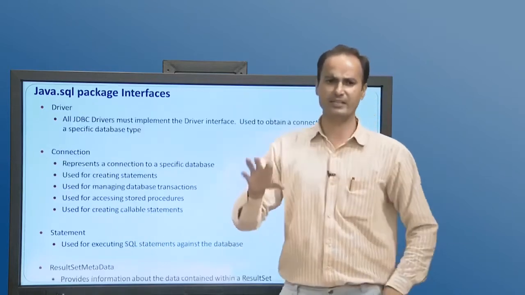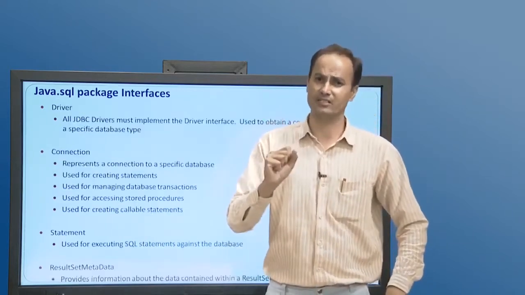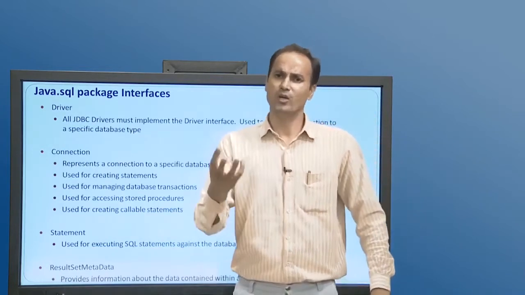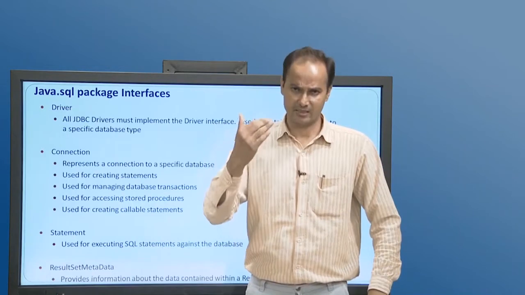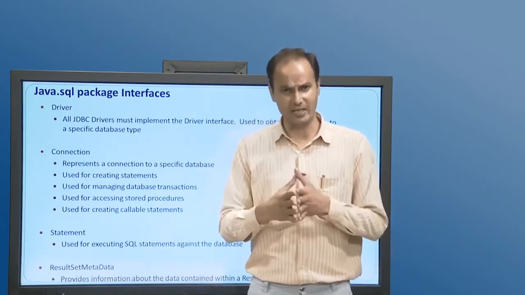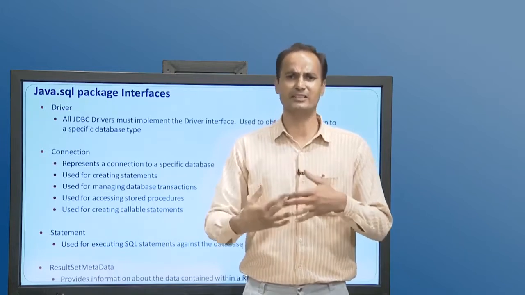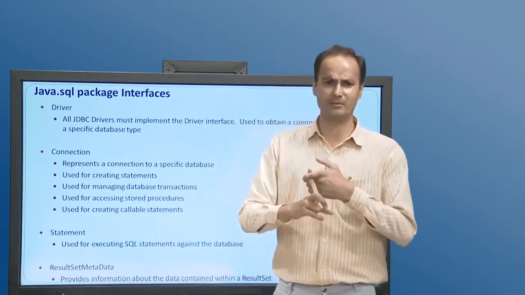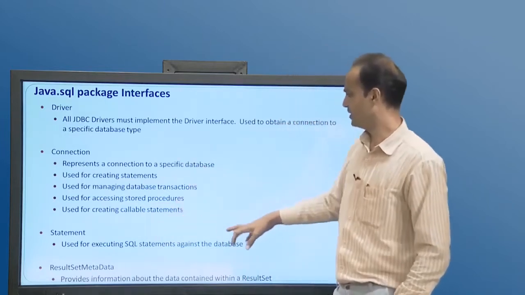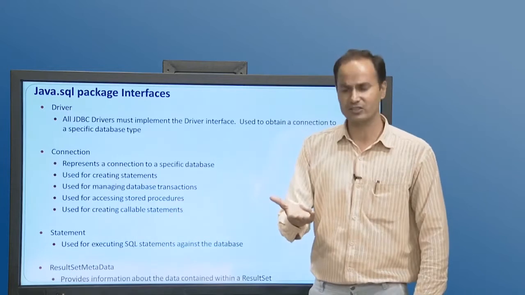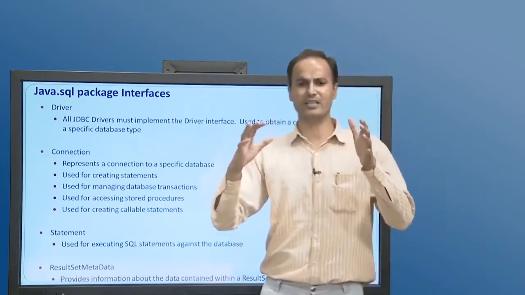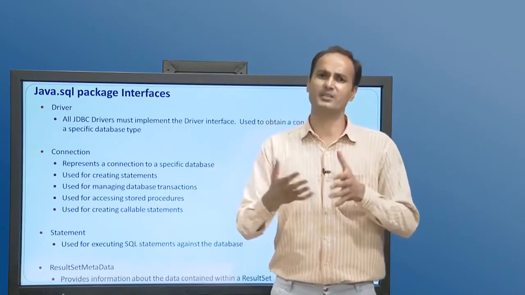Then a Connection interface is there. What does the Connection interface do? The Connection interface helps us to get the connection established. Once the connection is established, we can create a statement, and using the statements we can get the result set. The Connection interface establishes a connection. The Statement interface is used for executing the SQL statement against the database. ResultSetMetaData provides information about the data about data of the result set.